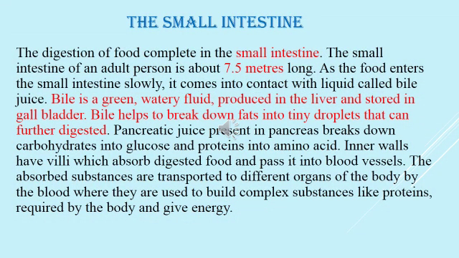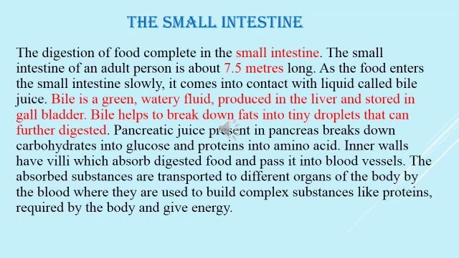Next is the small intestine. The digestion of food is completed in the small intestine. The small intestine of an adult person is about 7.5 meters long. As the food enters the small intestine slowly, it comes into contact with a liquid called bile juice. Bile is a green watery fluid produced in the liver and stored in the gallbladder. Bile helps to break down fats into tiny droplets that can be further digested.